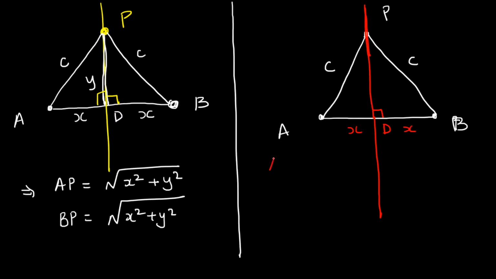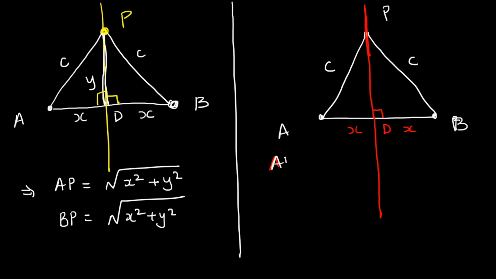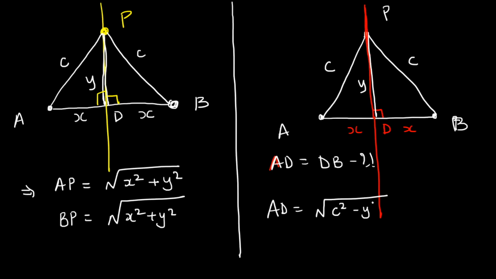That means you have to show that AD equals DB. So is this equal? Well, pretty much the same. Let's again call this length y. Now AD is equal to the root of c squared minus y squared. Once again I'm using the Pythagoras theorem. And pretty much the same thing, BD is equal to the square root of c squared minus y squared.